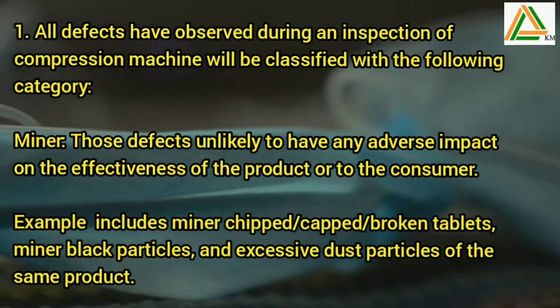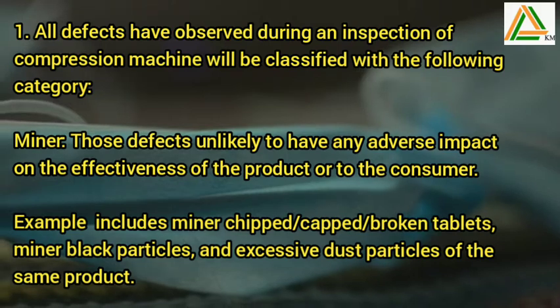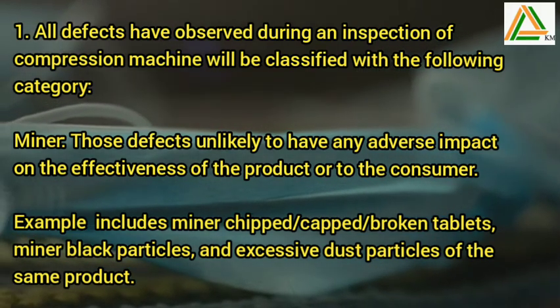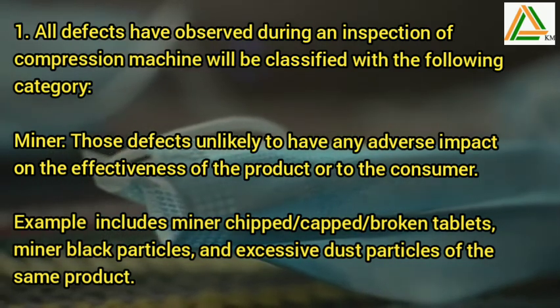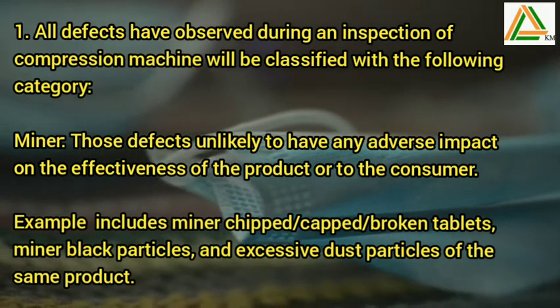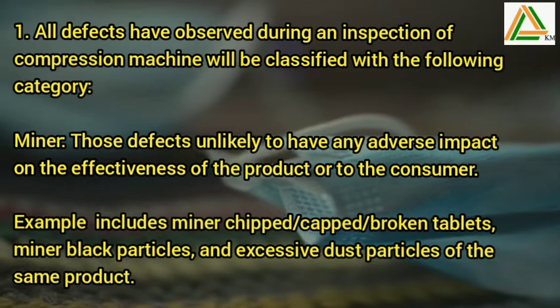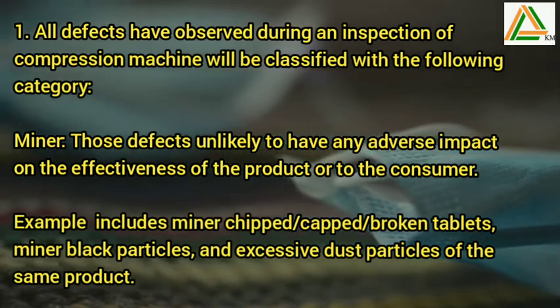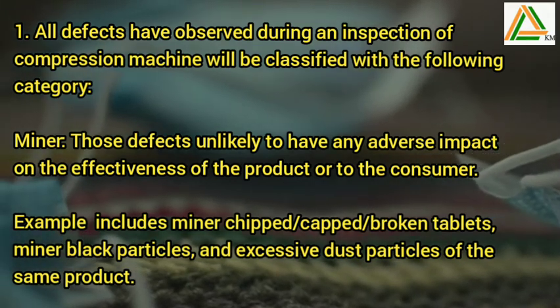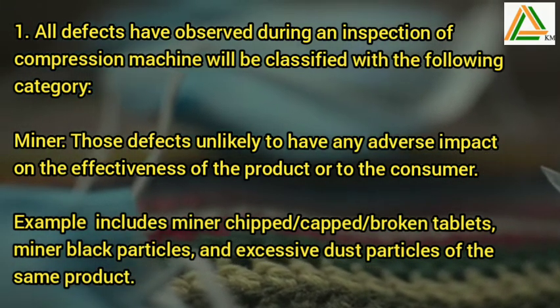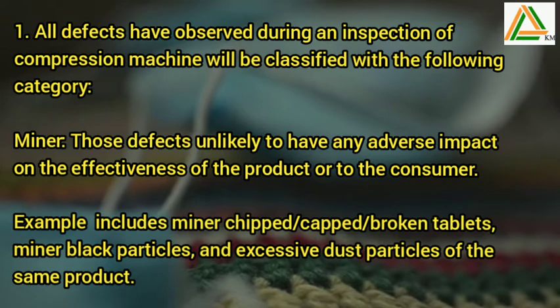1. All defects observed during an inspection of compression machine will be classified with the following category. Minor: those defects unlikely to have any adverse impact on the effectiveness of the product or to the consumer. Examples include minor chipped/capped/broken tablets, minor black particles, and excessive dust particles of the same product.